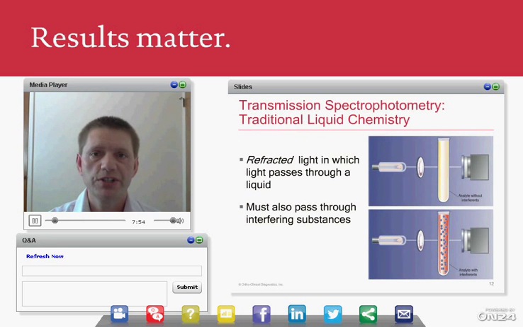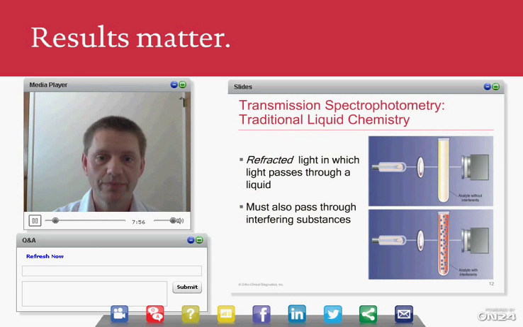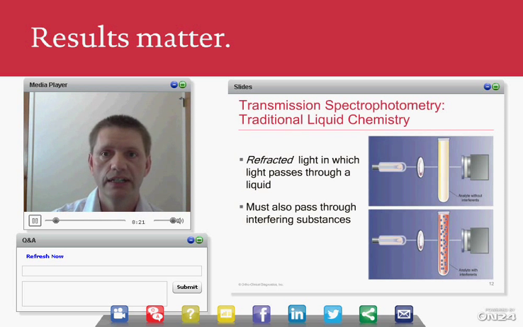Okay, so now I'm going to be talking about the actual detection methodology. If you think about standard homogeneous wet chemistry type assays, then if you're measuring light directly, you'd be using transmission spectrophotometry, where you pass light through a liquid, and then any interferences that are in the sample will actually also be giving off light signal.